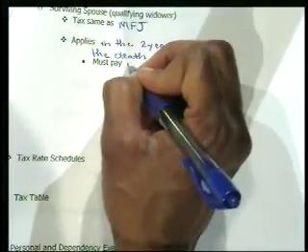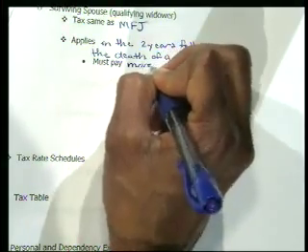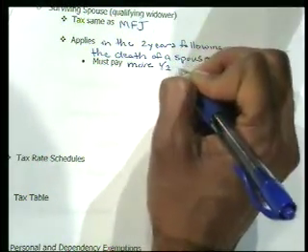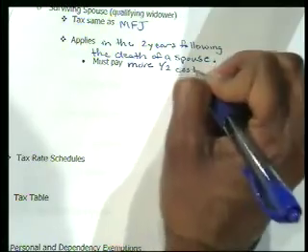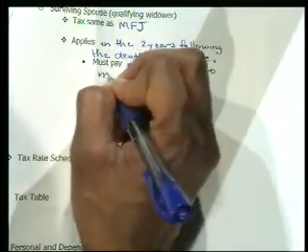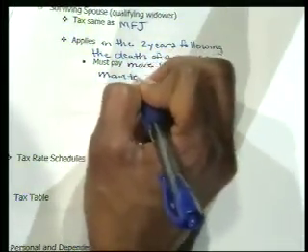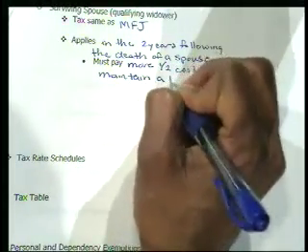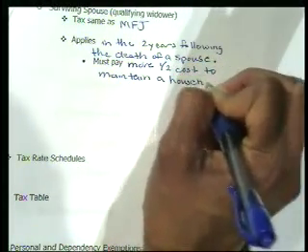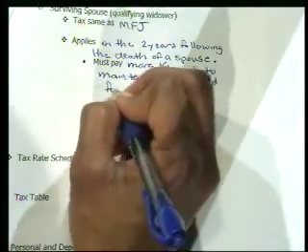But there's one more qualification that allows you to use this. You have to pay more than half, you must pay over half of the cost to maintain a household for a dependent child.